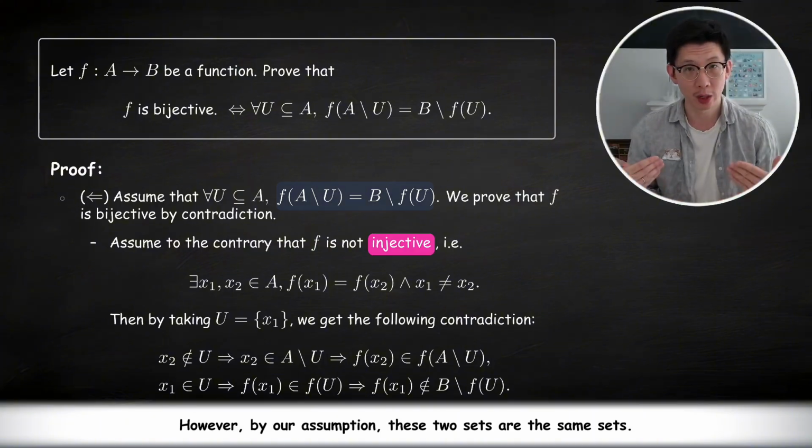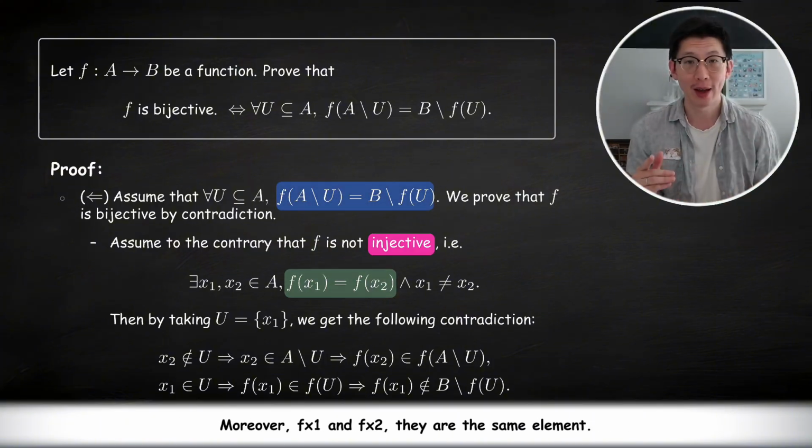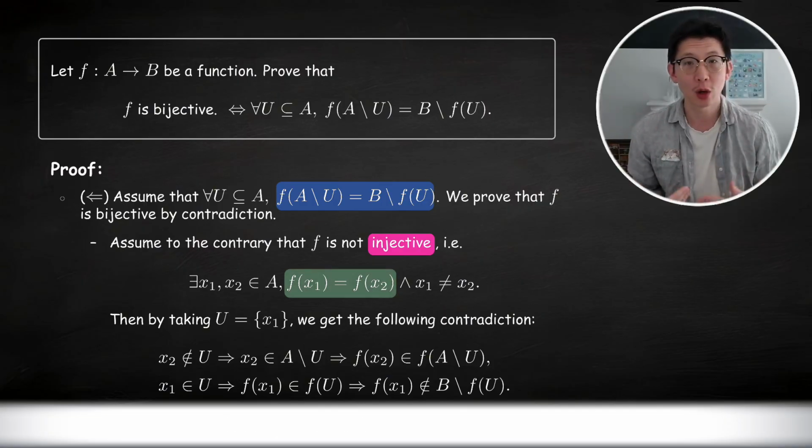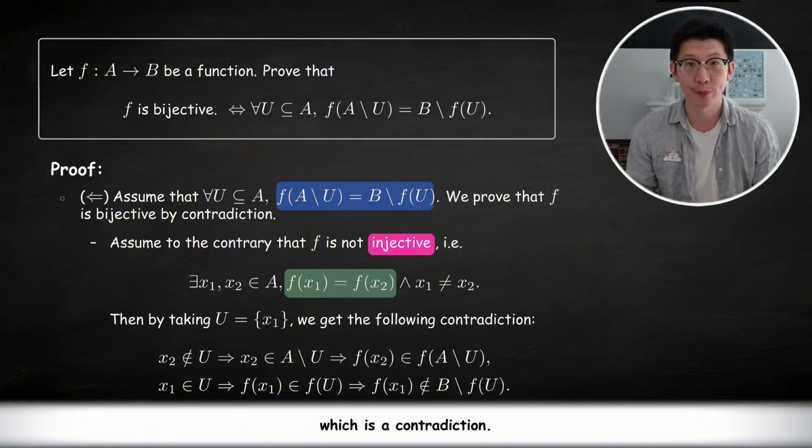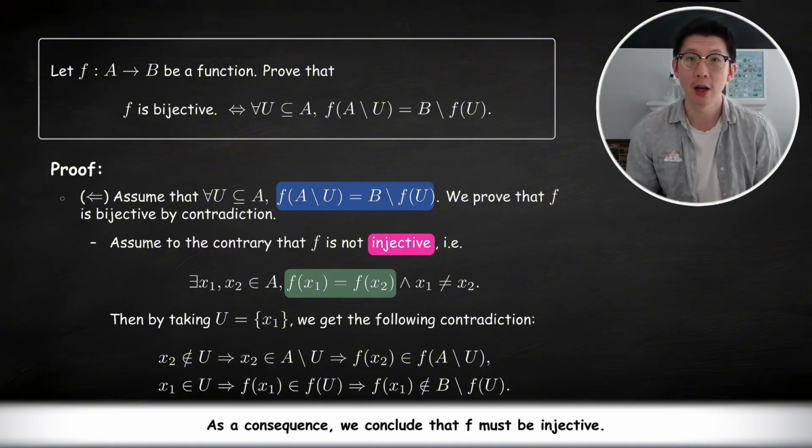However, by our assumption, these two sets are the same sets. Moreover, f(x1) and f(x2) are the same element. Thus, you can't have an element which belongs to the set and does not belong to the set at the same time, which is a contradiction. As a consequence, we conclude that f must be injective.